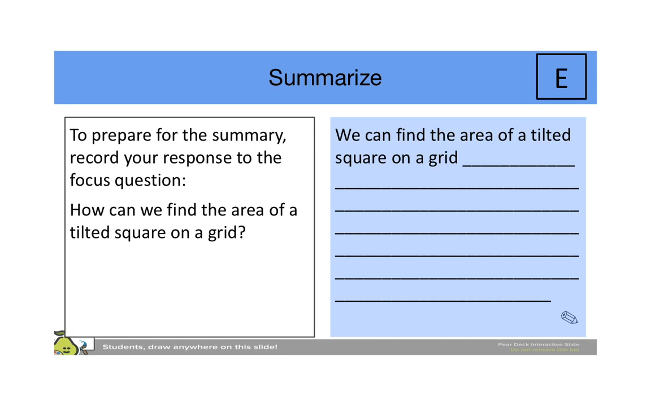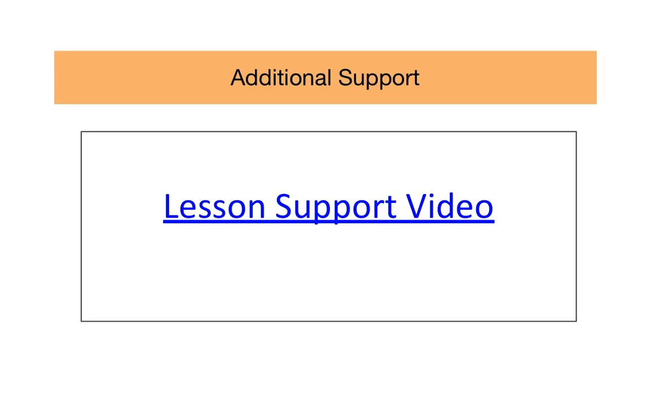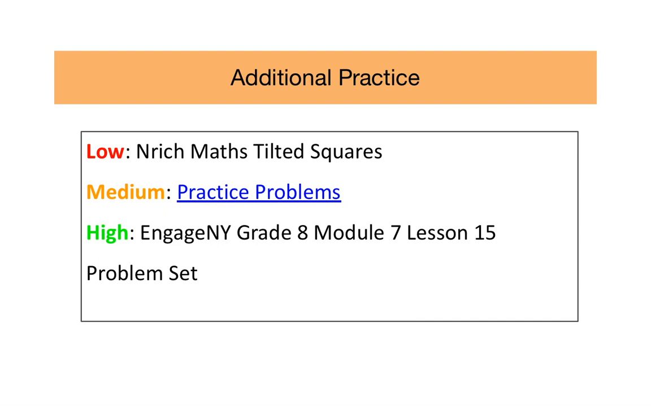To prepare for the summary, students are going to respond to the focus question, how can we find the area of a tilted square on a grid? You can provide them a sentence starter so that they can focus on the content of the answer rather than sentence structure. There is additional support for students who need it. For additional practice, you can use Enrich Math's Tilted Squares activity, Open Up Resources practice problems, or EngageNY's Grade 8 Module 7 Lesson 15 problem set.